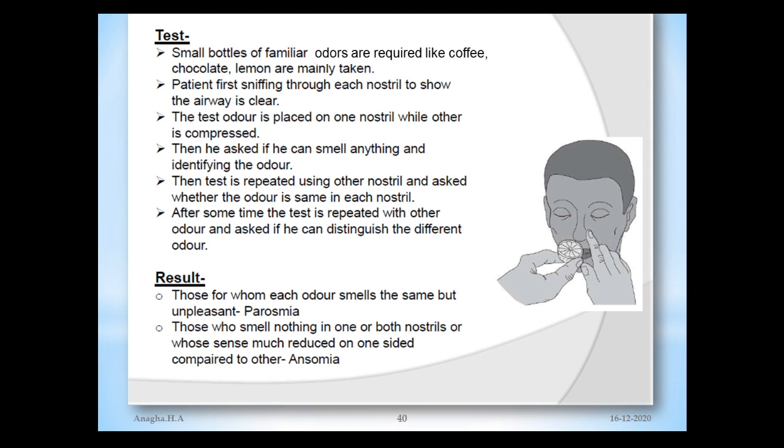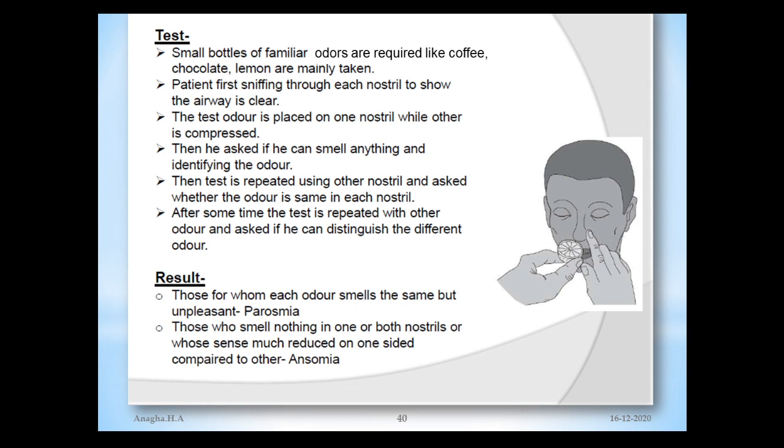So not just identifying the nostril, identifying the odor is important. It should be the same odor in both nostrils. After some time, the test is repeated with another odor and asked if they can distinguish the different odors also. There can be some pathology here. What can go wrong in the results: those for whom each odor smells the same but unpleasant. In reality it is not unpleasant, but to the patient it seems as though it is unpleasant. This condition is called parosmia.